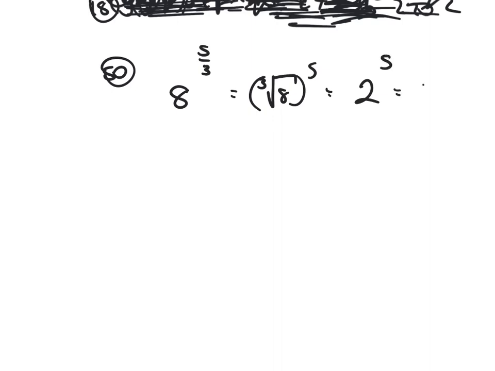Example 50. 8 to the power 5/3. So that's the cube root of 8 brought to the power 5. Cube root of 8 is 2, since 2 times 2 times 2 is 8. 2 to the power 5, take your time with that. 2 times 2 times 2 times 2 times 2, 32.